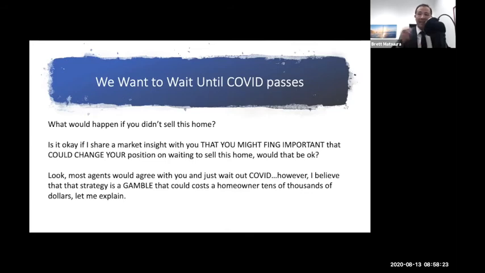I'm not most agents. See, now you're putting doubt in their mind. However, here's what I believe. I believe that strategy is a gamble that could literally cost a homeowner tens of thousands of dollars. Do you mind if I explain? I would like an explanation, Brett. Perfect, thank you. So guys, look what I did there. I pre-framed the conversation, put doubt on what other agents are saying, and I deflected that most homeowners are taking on a gamble by waiting to sell their home. Those are two things that you want to embed into that subconscious mind.